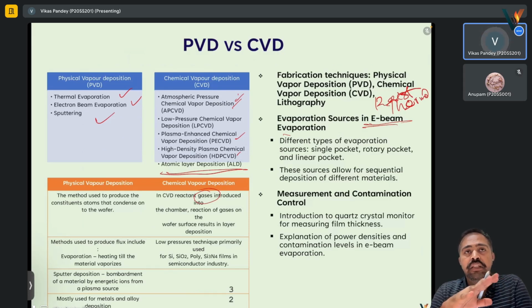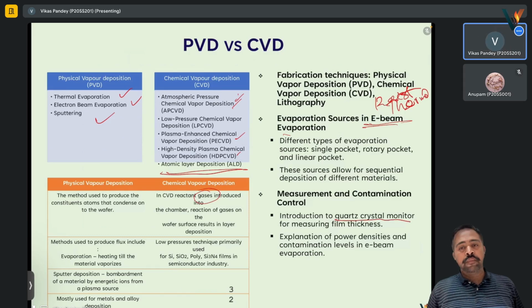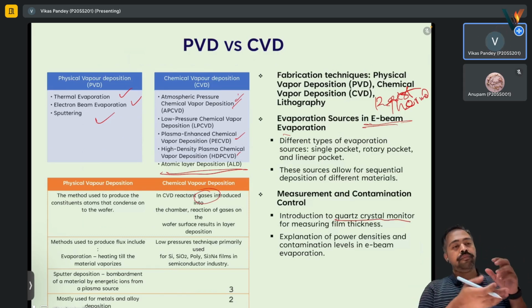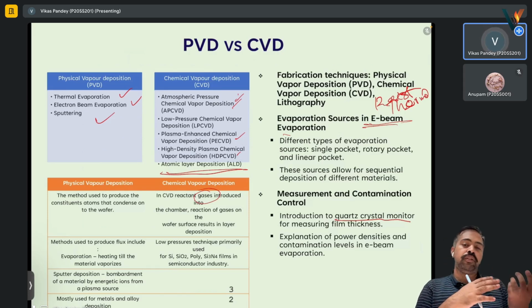To measure the film thickness, how much it is, a quartz crystal monitor is used, on which along with the wafer this material will be deposited, and its weight will change. Once the weight changes, this will be visible as a change in the piezoelectric property of the quartz crystal, leading to understanding how much material has been deposited.